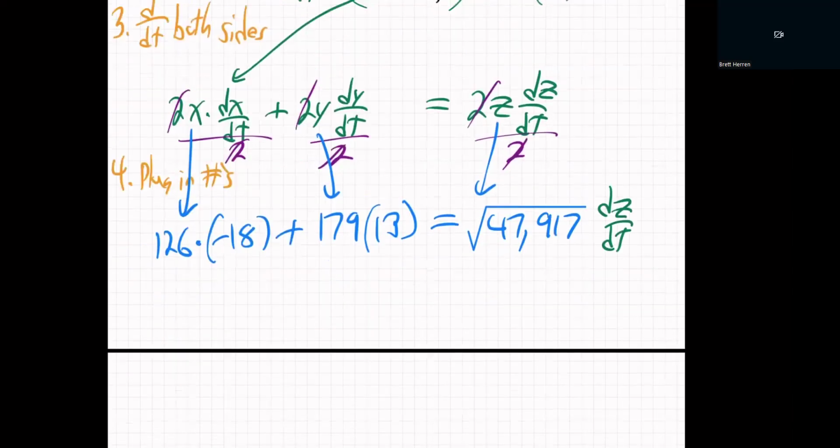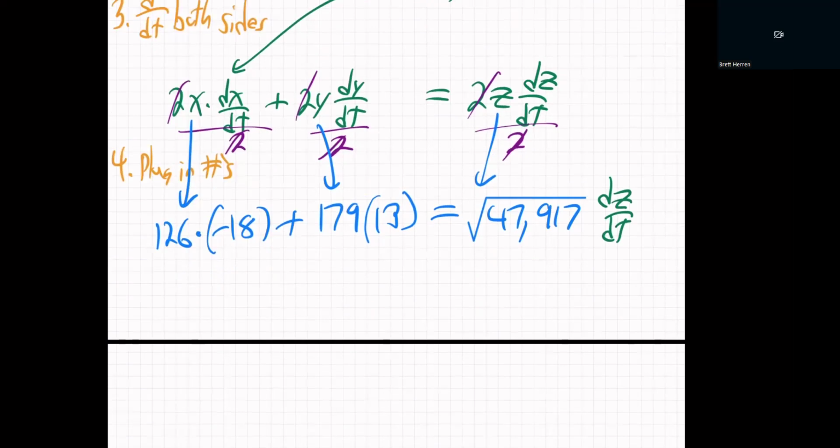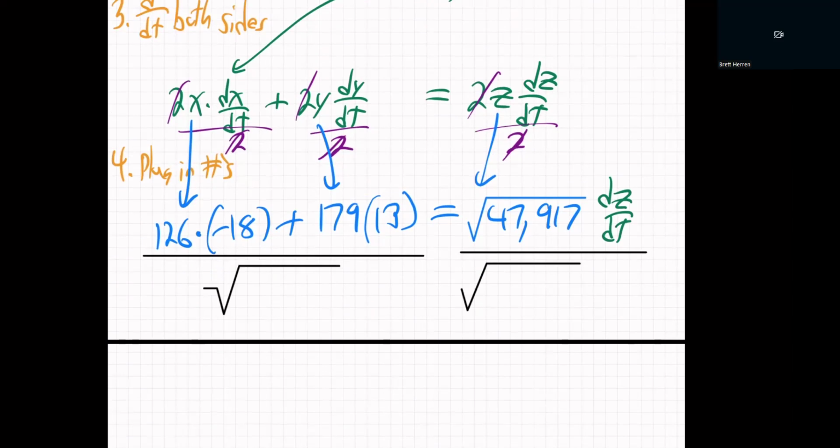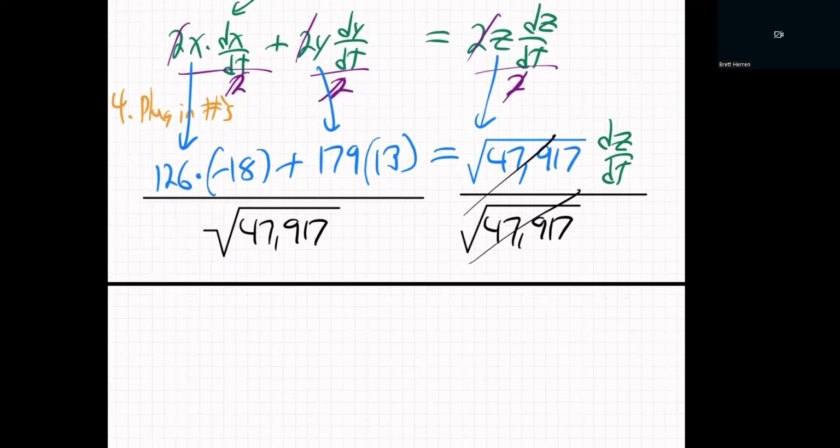And then dz/dt. All right, we're going to solve for dz/dt. We are right on the cusp. Divide both sides by that square root. So here we go. 47,917. Boom, boom. All right, let's go to Desmos.